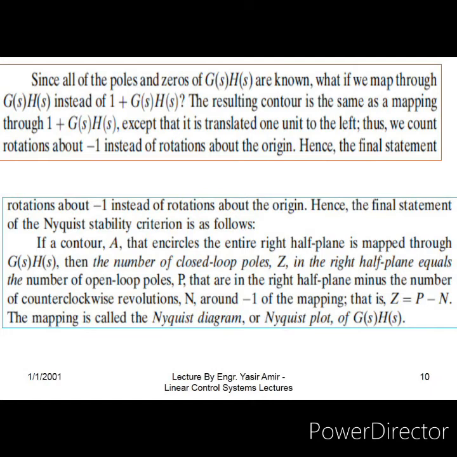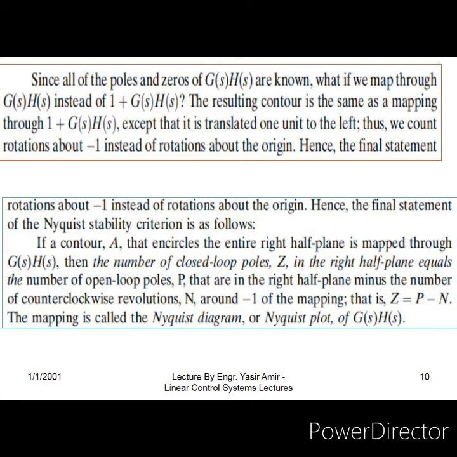Then we have this equation: Z is equal to P minus N. That is what we should have. For a stable system, Z should be equal to 0. Z is the number of unstable poles of the closed loop transfer function, the poles on the wrong side of the j-omega axis, that is, on the right hand side of the j-omega axis. That gives us the number of unstable poles.